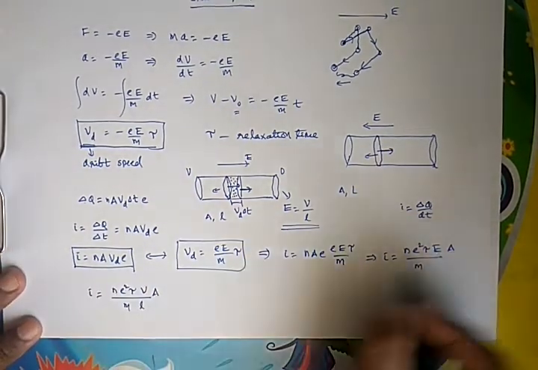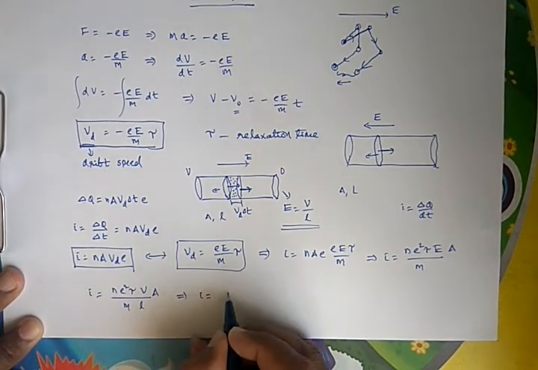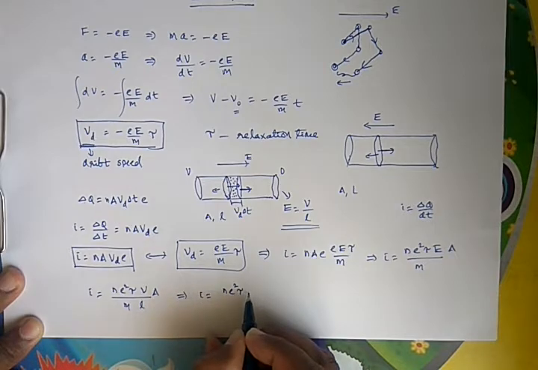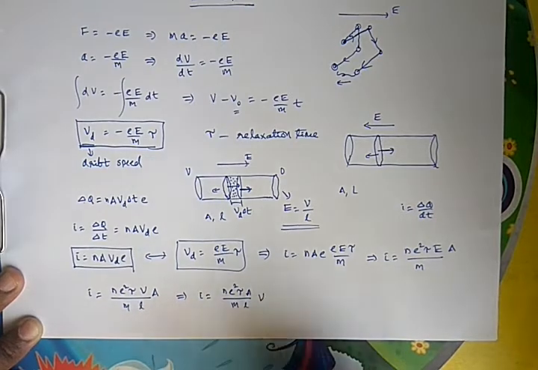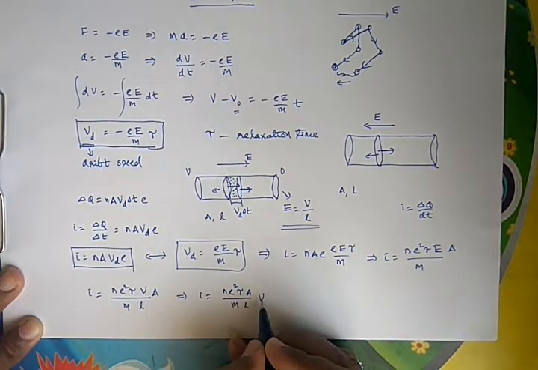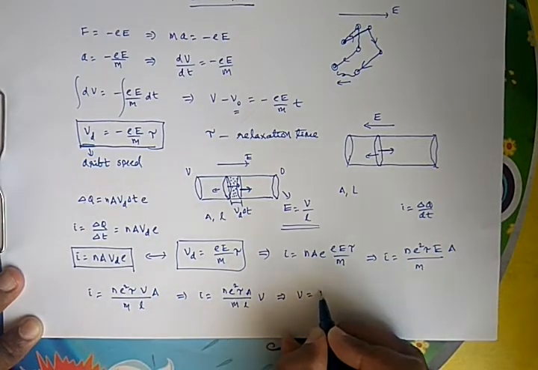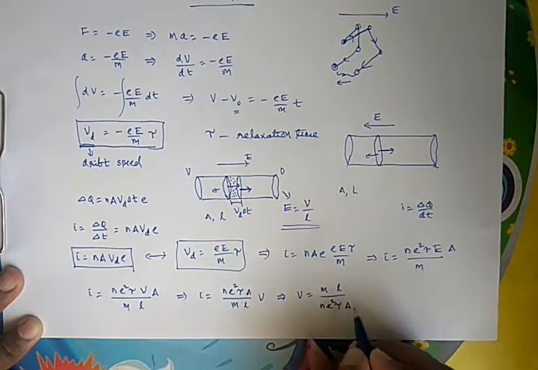Instead of E, I wrote V by L. That's all. So now let us rewrite this part. So I equals N E square T A by M into L into V. So V is voltage across, right? So you can also write that as V equals M L by N E square T A into I.